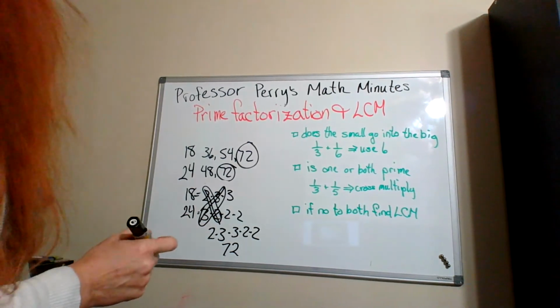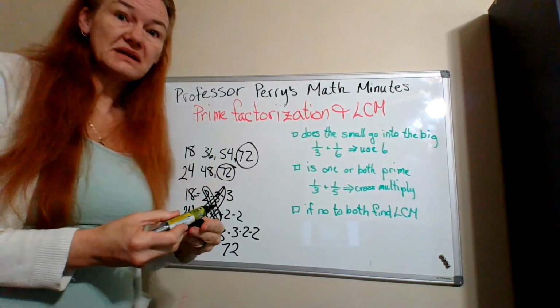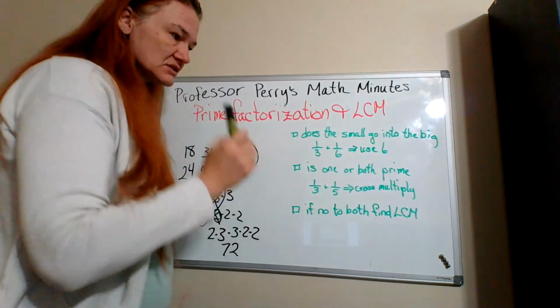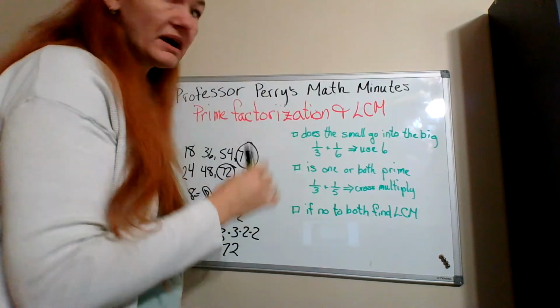So, why do we need the least common multiple? To do fractions, right? Okay, so I have this little check sheet here that I always use.